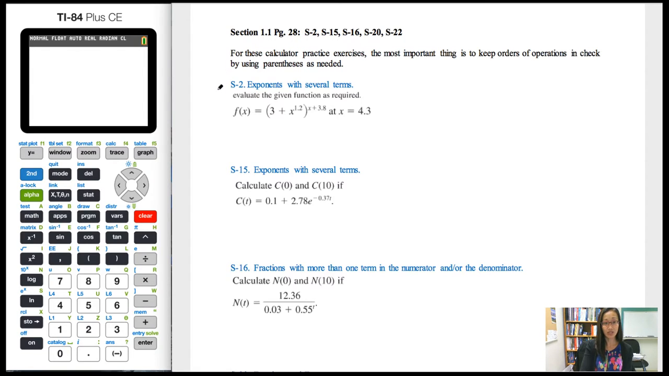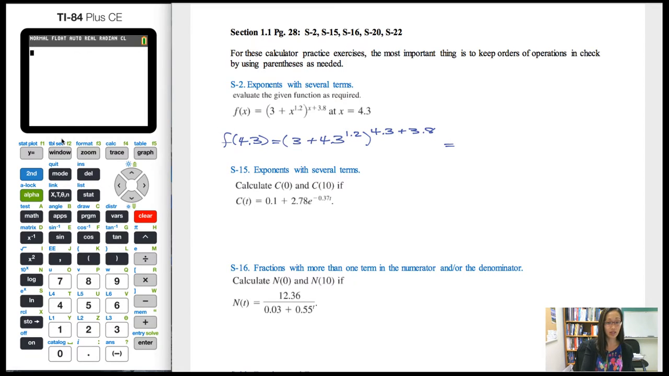So let's take a look at S2. Here we're given a function, and we're asked to evaluate it when x is 4.3. So that means wherever you see x, we're going to substitute it with 4.3. So let me just rewrite this with 4.3 in for x before we start typing it into our calculator. So let me do all the substitutions. Okay, so now I'm ready to evaluate this.